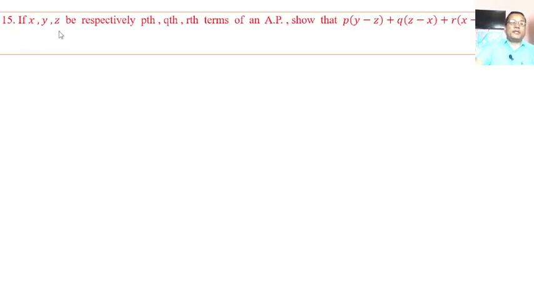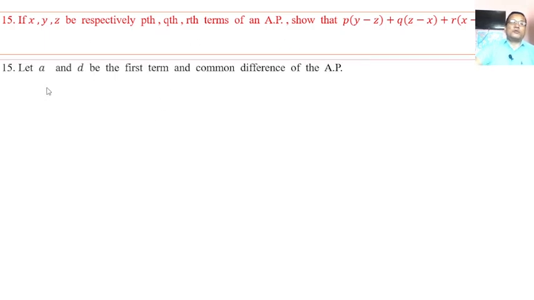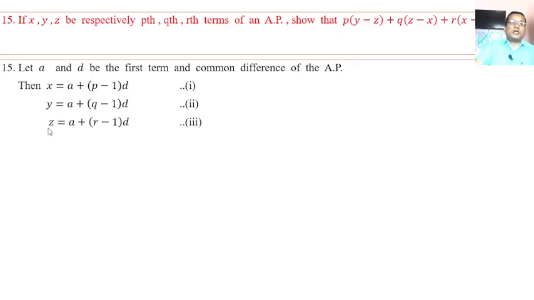15. If x, y, z be respectively the p, q, r terms of an AP, show that p times of y minus z plus q times of z minus x plus r times of x minus y equal to 0. X, y, z are the p-th, q-th, r-th terms. Let the AP have first term a and common difference d. Then x is the p-th term, y is the q-th term, and z is the r-th term, we get this.